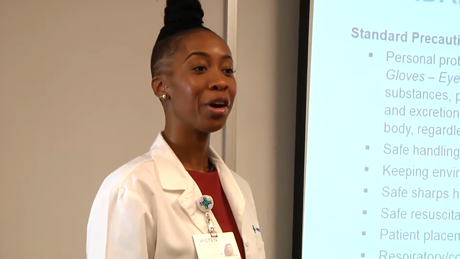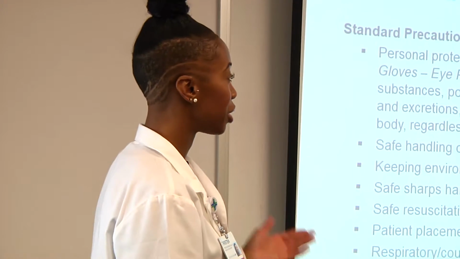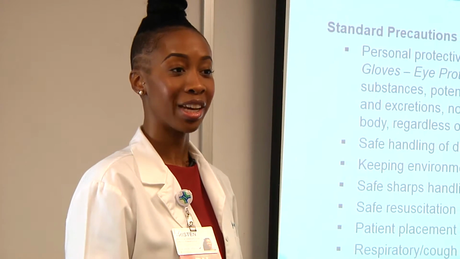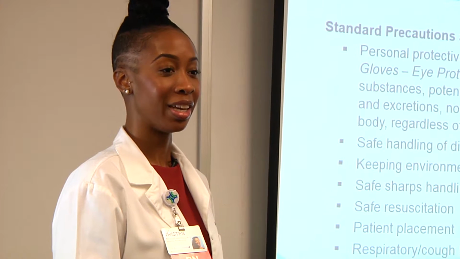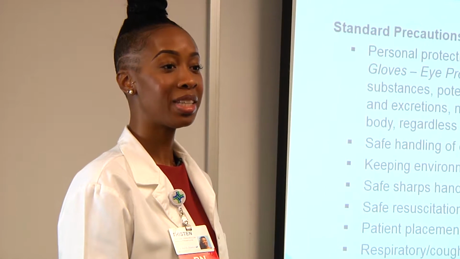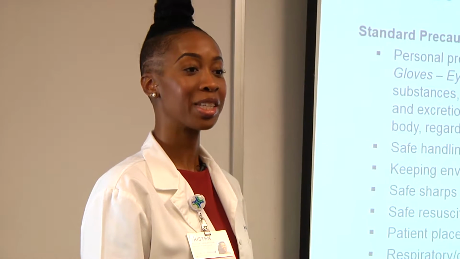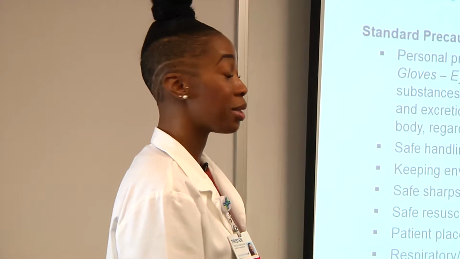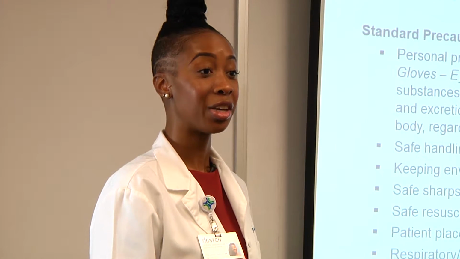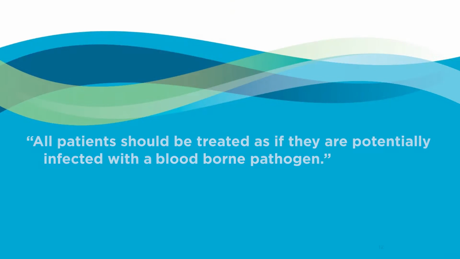In the video, you heard about standard precautions and personal protective equipment. Personal protective equipment, also known as PPE, consists of items used by staff to create barriers to protect them from a potential blood or body exposure. Since it is impossible to tell if a patient is infected with a bloodborne pathogen, all patients should be treated as if they are potentially infected with a bloodborne pathogen.